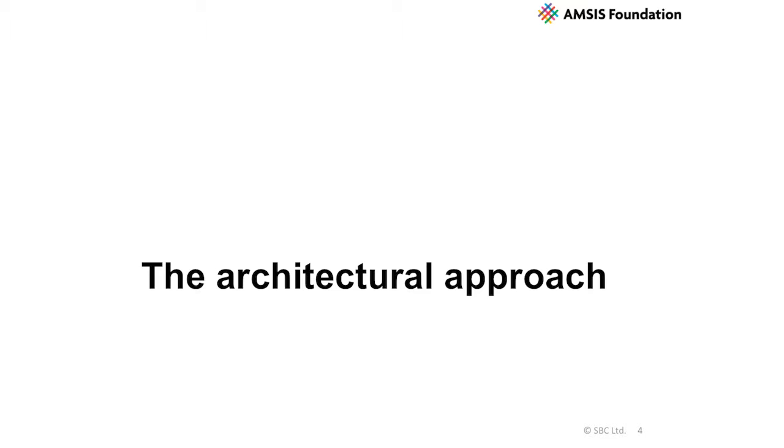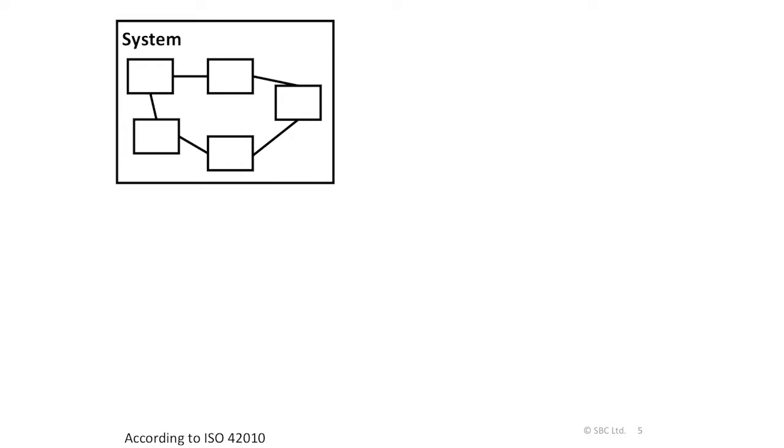Let me move on to the architectural approach. The architectural approach is for organizations developing and utilizing IT systems. But what is a system? According to ISO 15288, Systems and Software Engineering, system lifecycle processes, it is a combination of interacting elements organized to achieve one or more stated purposes. Examples of IT systems are enterprise resource management systems, ERP, a customer relationship management system, CRM, a corporate-wide area network, or WAN, and the like.